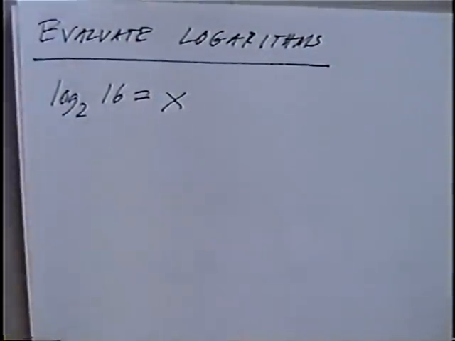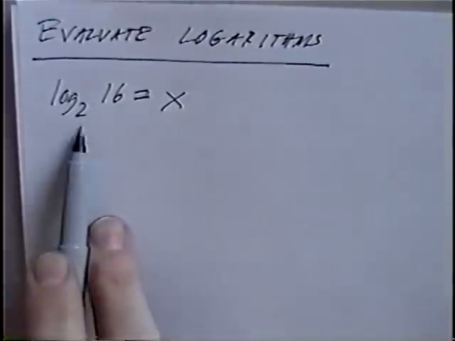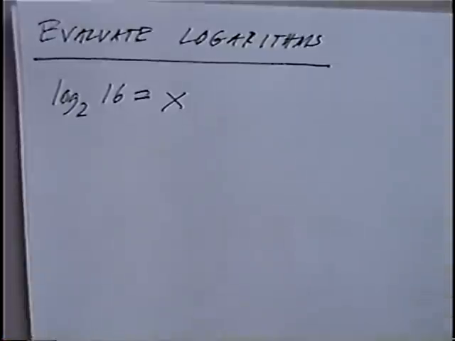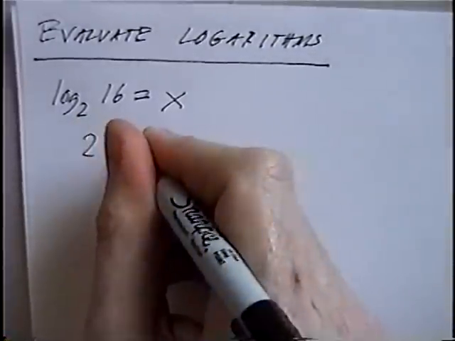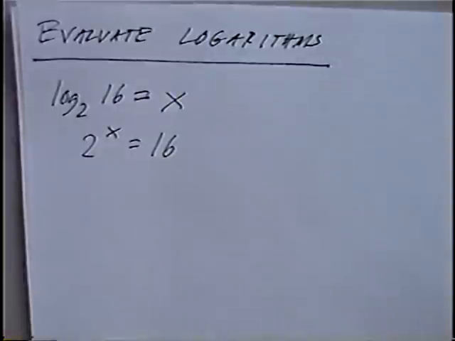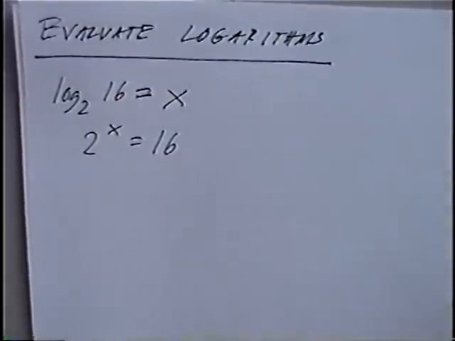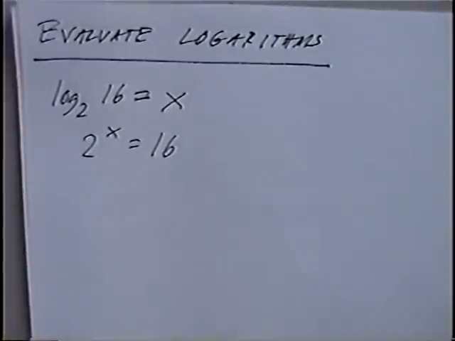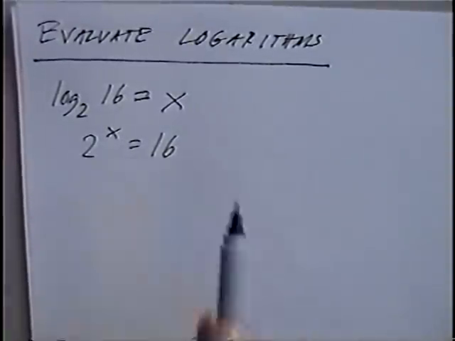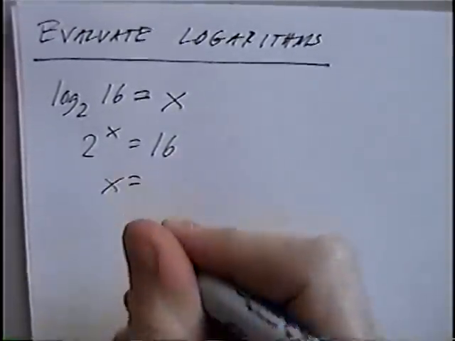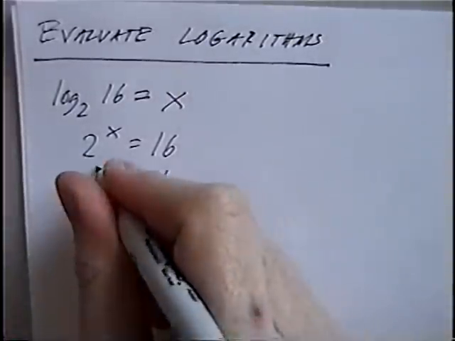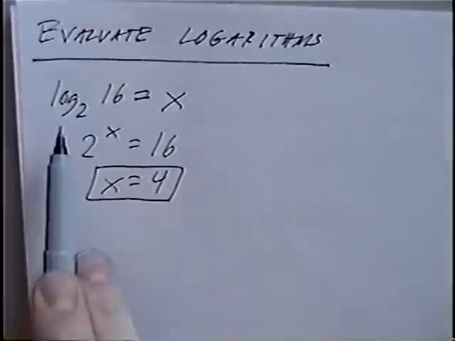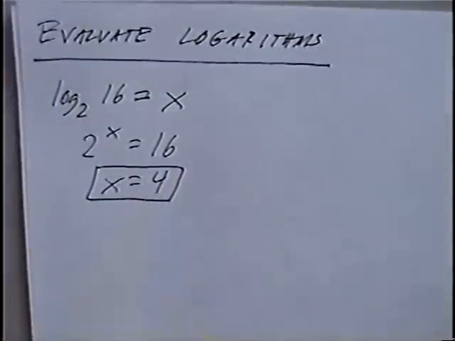Once you have a log equation, you can switch that around to exponents. Again, using A, B, and C. And that problem would be 2 to the x power equals 16. To solve this, we need to figure out 2 to what power would be 16. And that would be 4. So our answer, log 16 base 2, is equal to 4.